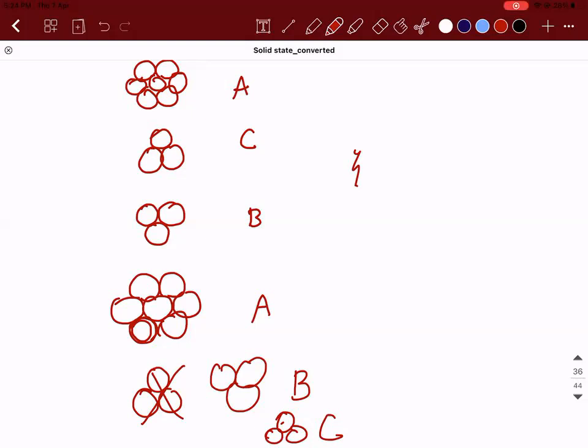And this closed cubic packing is also known as face-centered cubic. Face-centered. How? Shall we verify this? This structure. There is no structure.